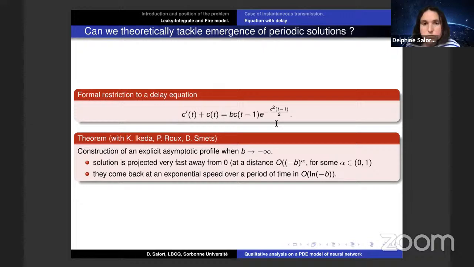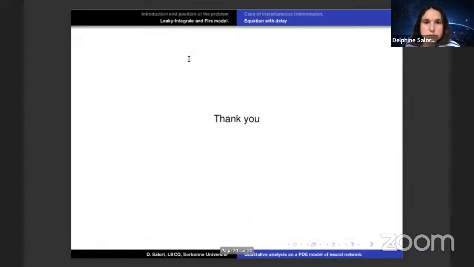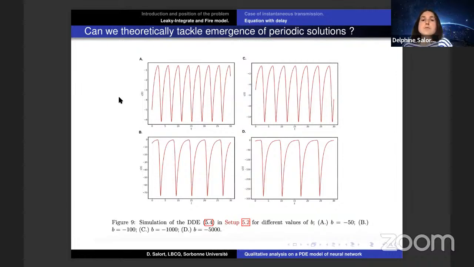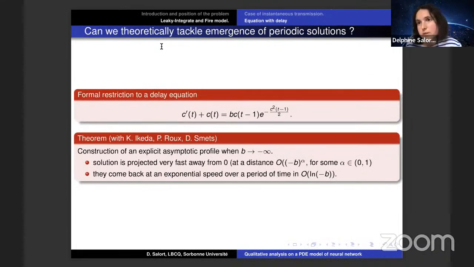Okay, so to finish, I just put a numerical simulation of the profile C of t, which gives the dynamics. So we see what happens. Here it is a case where we come back to the right, and we rapidly go back to the left and come back again and again. And we see the different values of b, from b equal minus 50 to b equal minus 5,000.